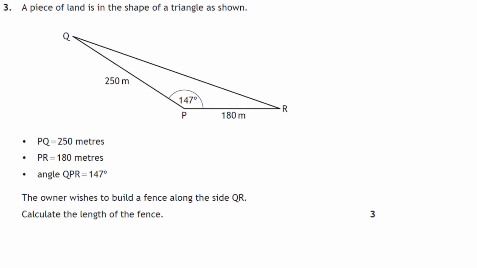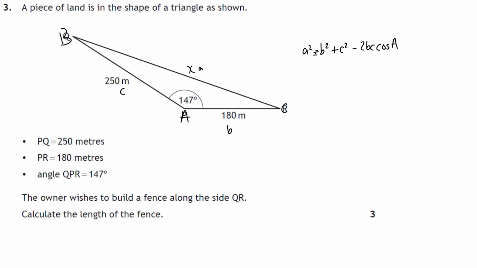Okay, question 3. A piece of land shaped like a triangle is shown below. We're given those dimensions and the angle which are shown in the diagram. Someone wishes to build a fence, so calculate the length of the fence. So we're looking for the perimeter, which means we need the side QR. Call this x here. And we've got two sides and the angle in between, which means we're using the cosine rule. So a squared equals b squared plus c squared minus 2bc cos A. A would be the angle, and b and c don't matter, so I'm just going to write over these. Small a here, b opposite side, and c opposite side.